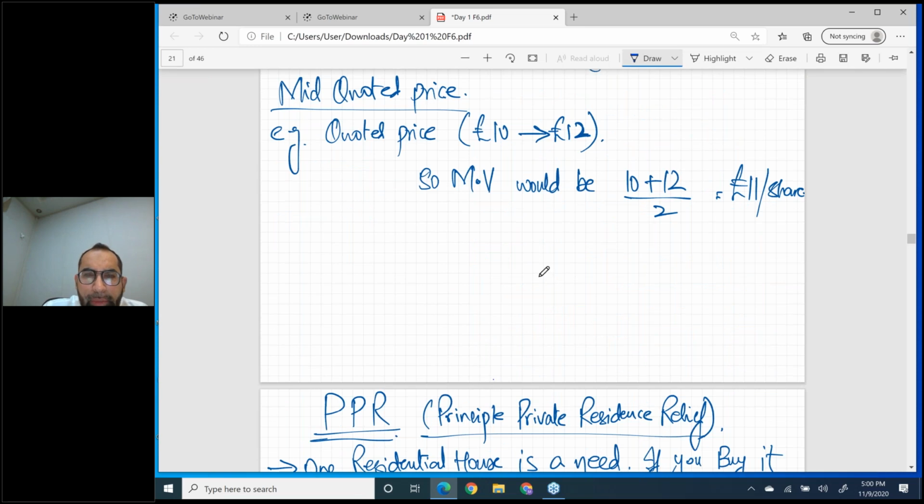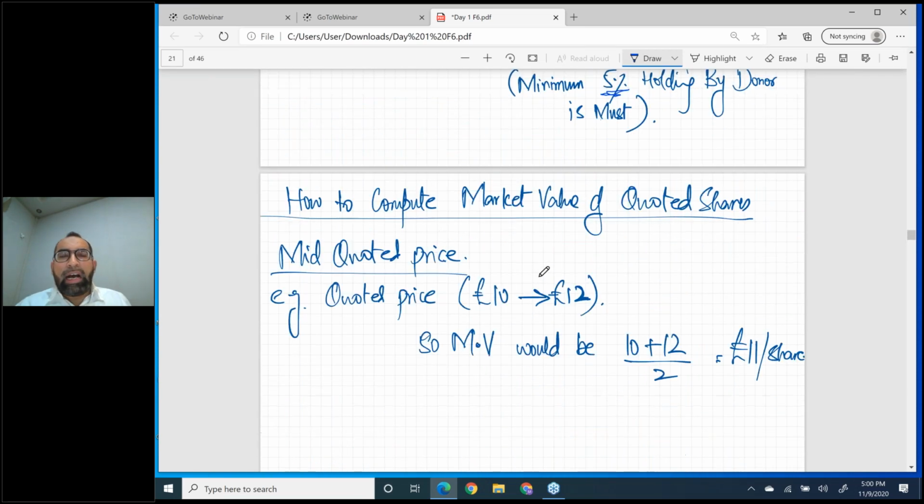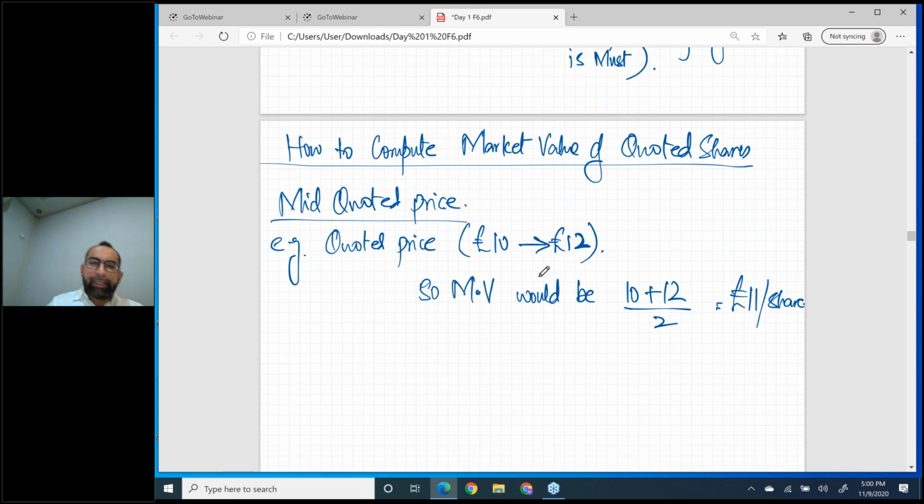Now, one more thing, a very little topic: how to compute the market value of quoted shares. Just think, if there is a transaction between connected persons like mom and son, then instead of disposal proceeds we have to use the market value. Sometimes mom gifts quoted company shares to her son. In that case you need to calculate the market value of those quoted company shares.